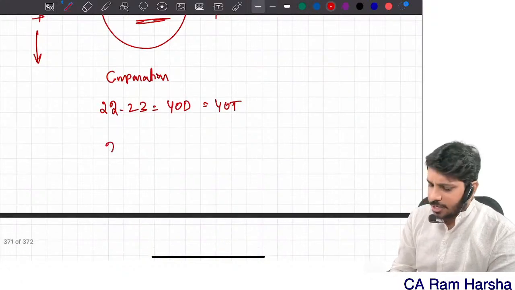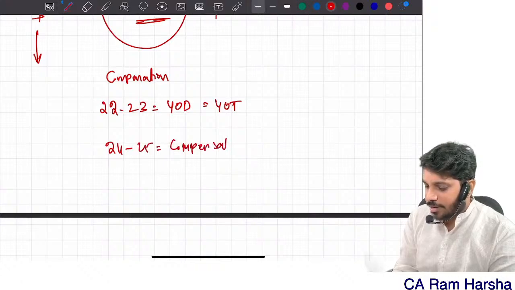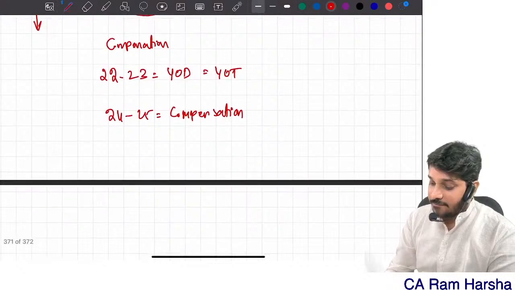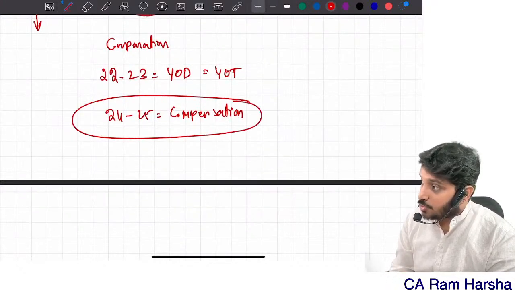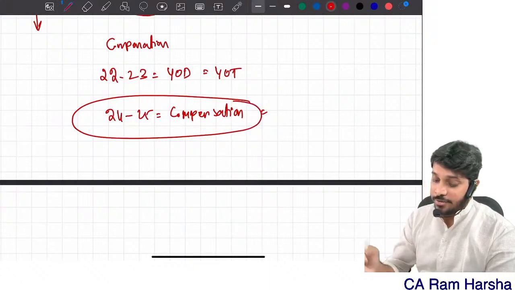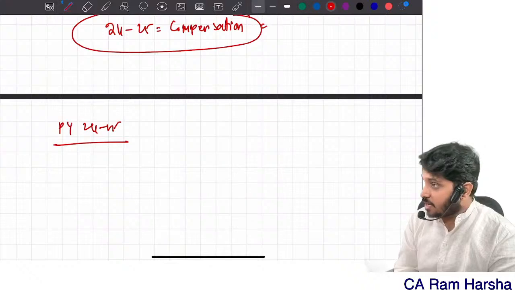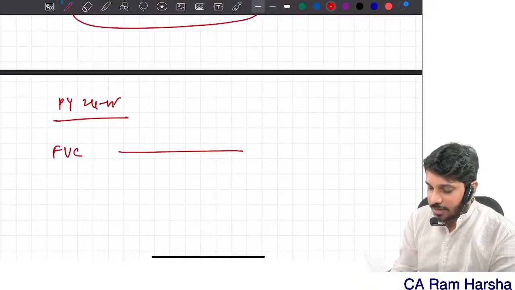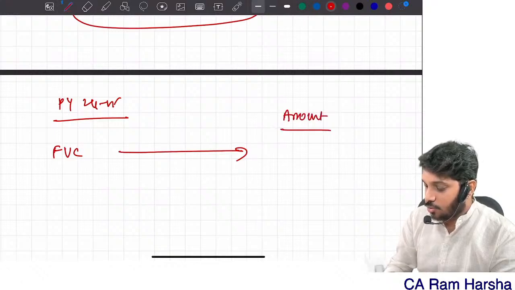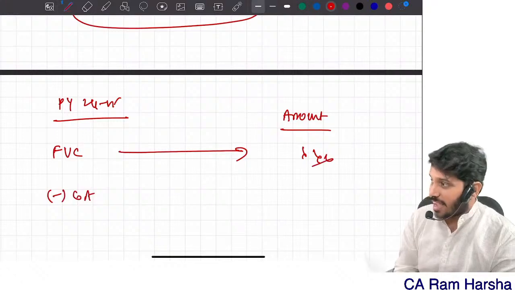But the insurance company paid me compensation only in 24-25. When I compute capital gains, I will compute in the previous year 24-25. Full value of consideration is equal to the amount received, minus cost of acquisition.